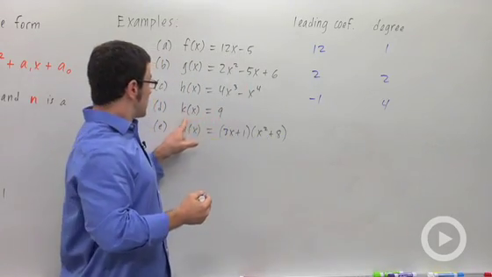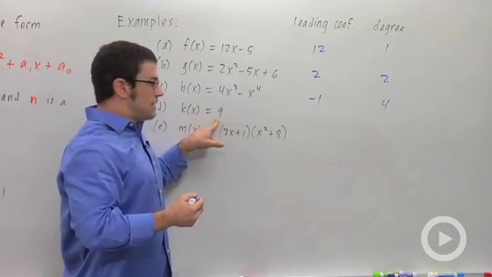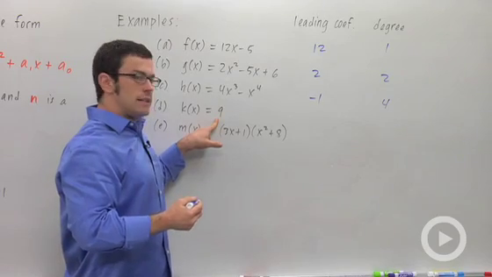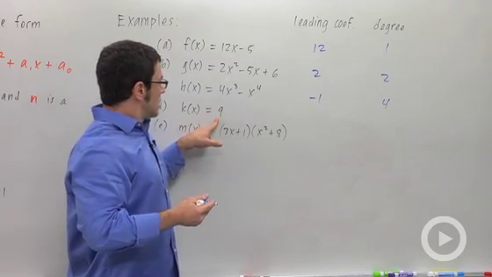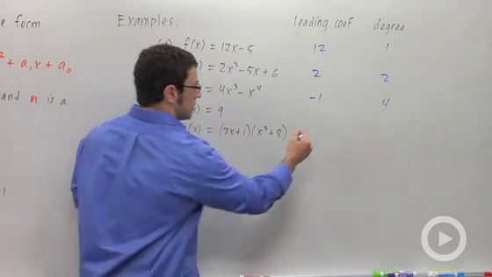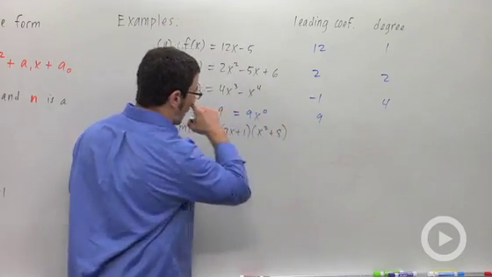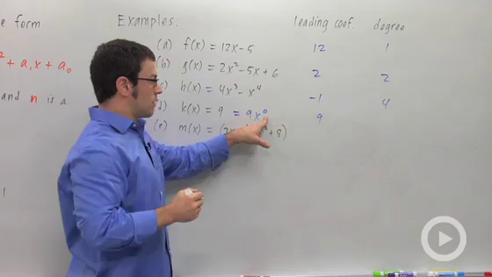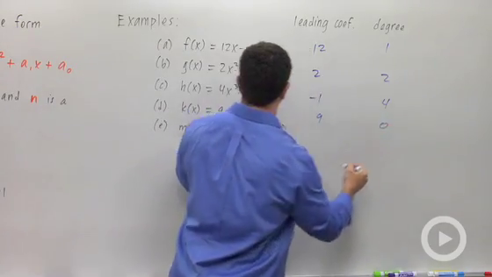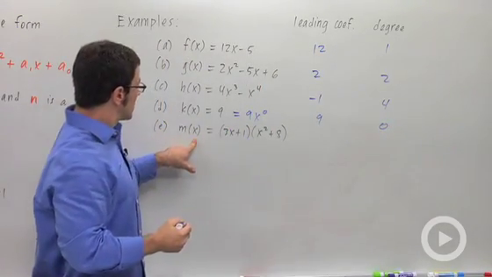A constant function, k of x equals 9. This is still a polynomial because we think of it as 9 times x to the 0. So the leading coefficient would be 9. And if you think of this as 9 times x to the 0, the degree is 0. This is a 0-degree polynomial. All constant functions are 0-degree polynomials.